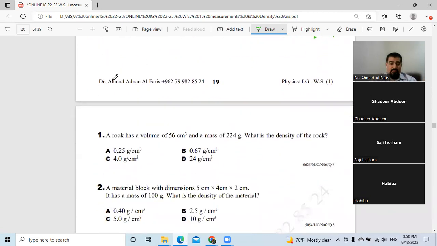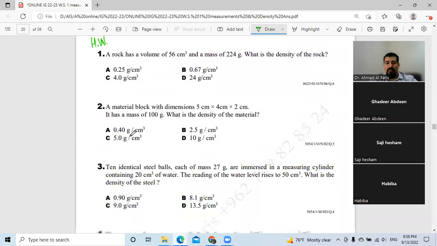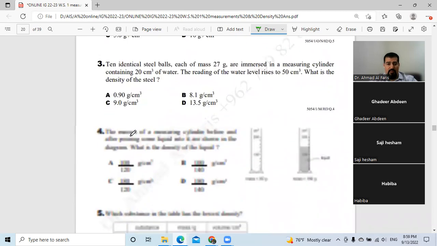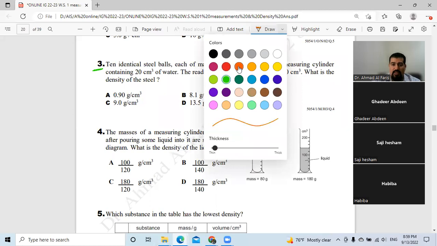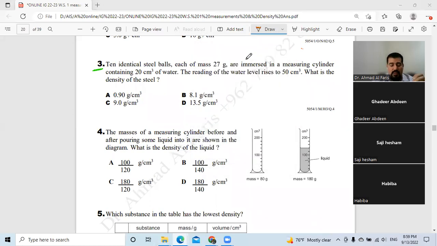Now we have a lot of multiple choice questions. As usual, it is homework for next time, and I'll choose one of the questions to answer, which is question number 3. Let's do it now. I want all of you to be focused. Okay, what do we have here? I told you, don't mention any idea or any question without mentioning everything. Look here, what do we have?